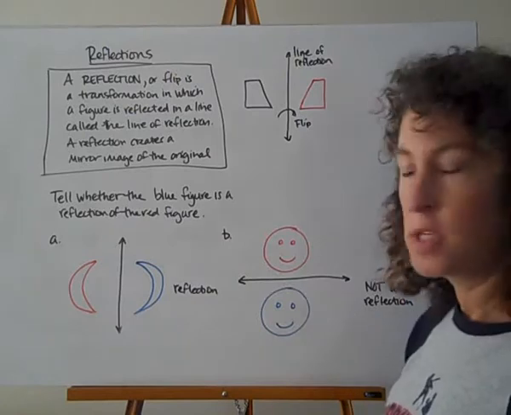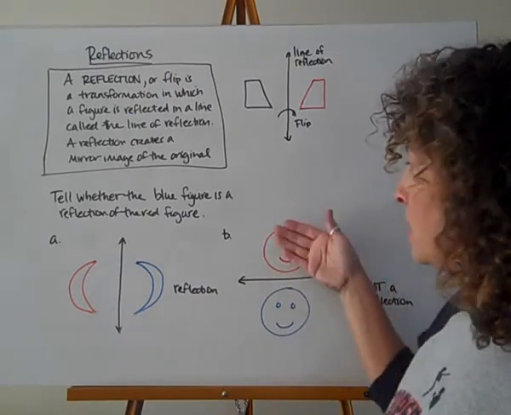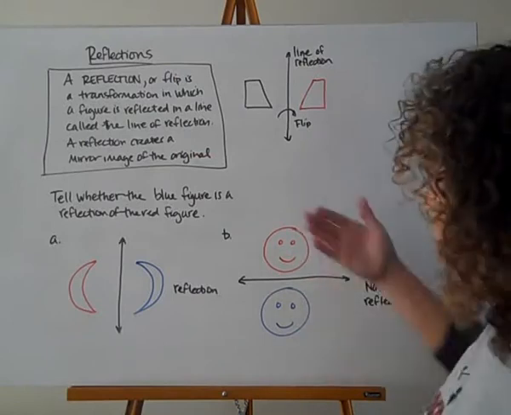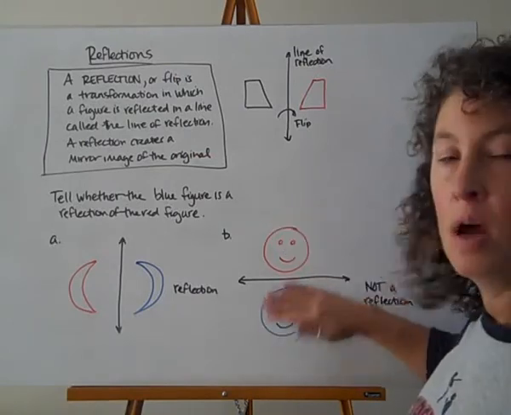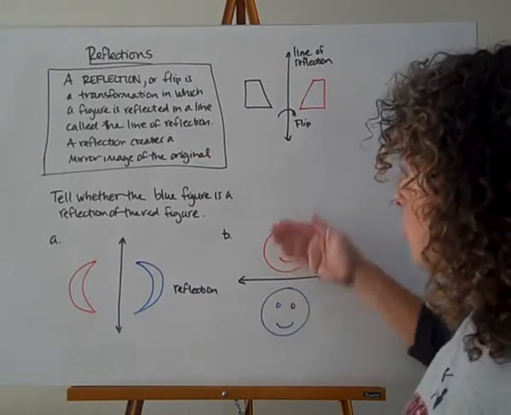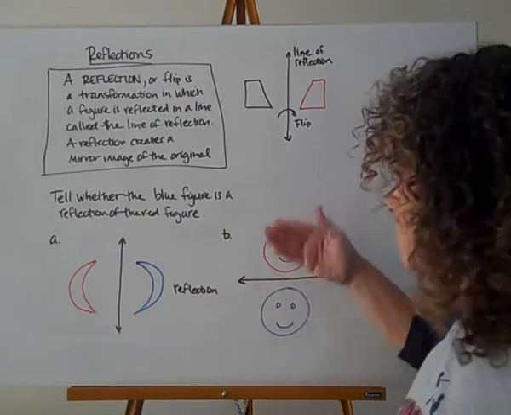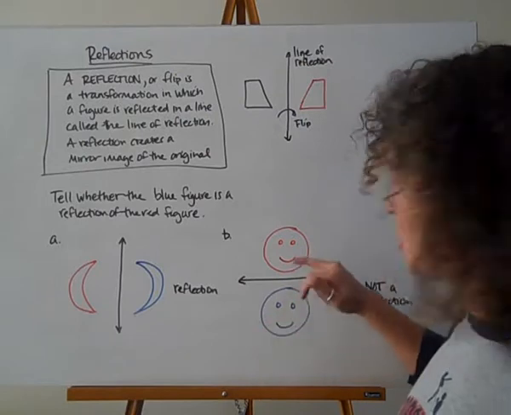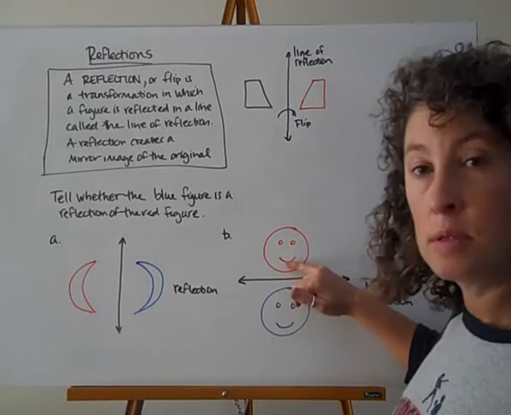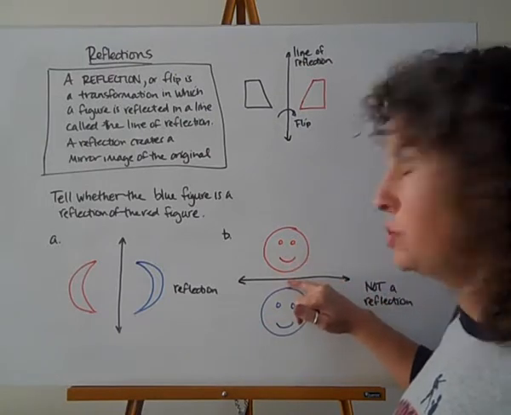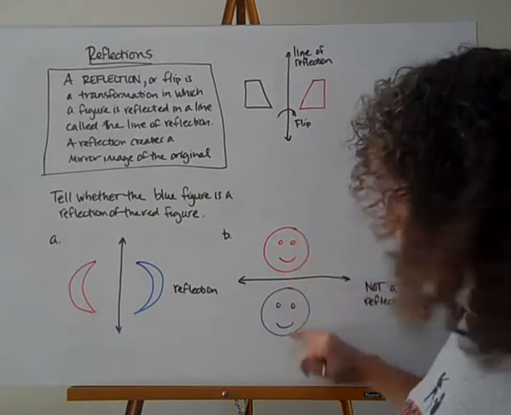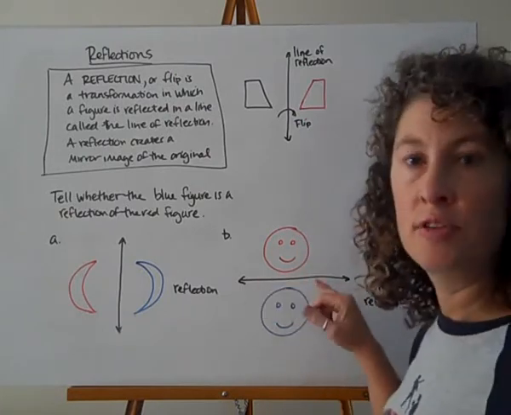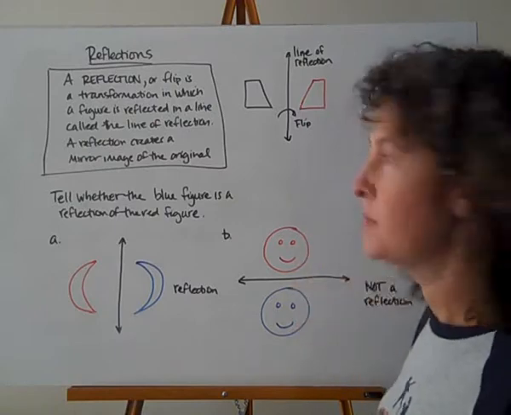Let's take a look at another example here. So I have my figure on top, my figure on bottom. This is not a reflection because as I look at this, I have not changed the position of these points here so that they are reflected or flipped over the line of reflection. I should have that the smiley part is closer to the line of reflection than the eyes. That's not the case here. So they all should be related to that line of reflection in the same way on both sides.